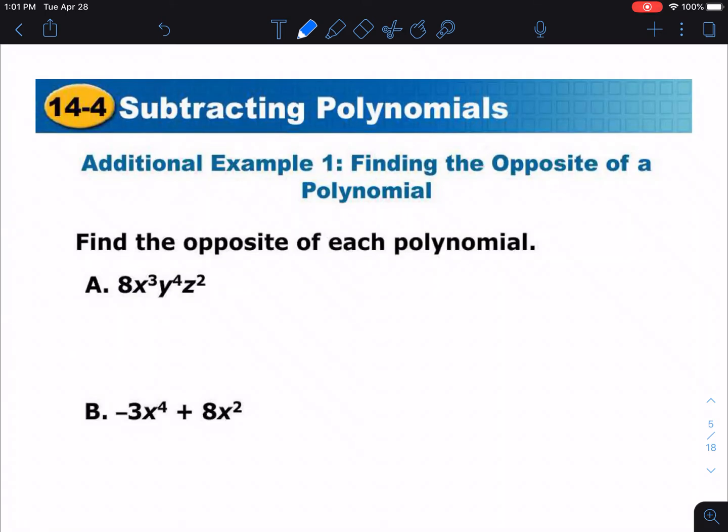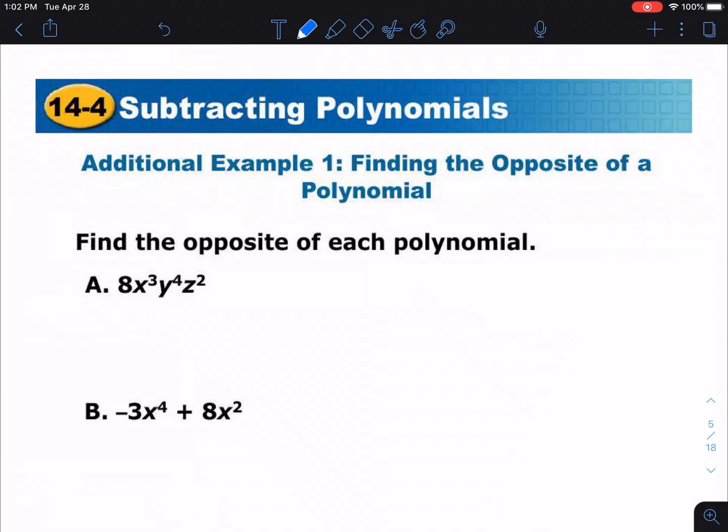To find its opposite, if I were to give you the number 5 and say find its opposite, well, we would know that that would be a negative 5. Okay, because all I did was I took this 5 and I multiplied by negative 1. Well, that's basically what we're doing when we want to find a negative: we need to be able to find the opposite of each of these polynomials.